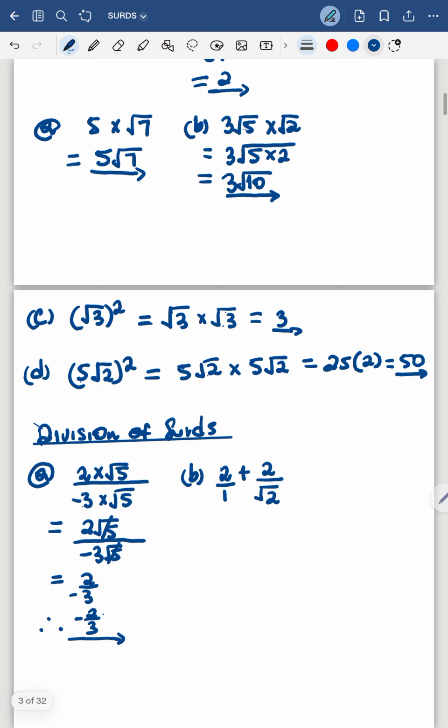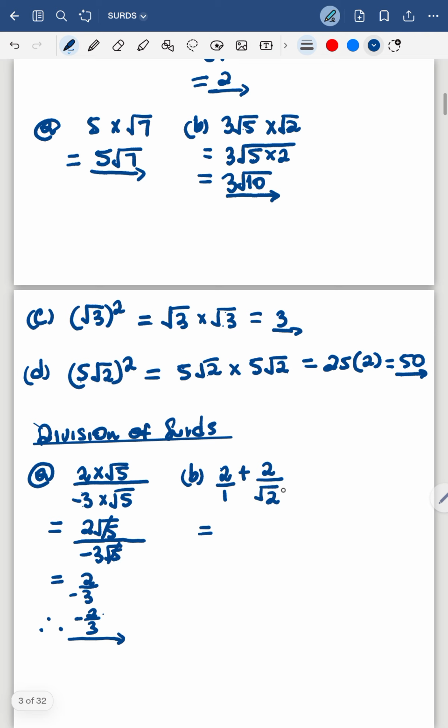If you can see here, we have an invisible denominator, which is 1. So these denominators are not the same. In the addition of fractions, we must make sure that the denominators are the same so that we can add the numerators. So now we're going to make these denominators the same.